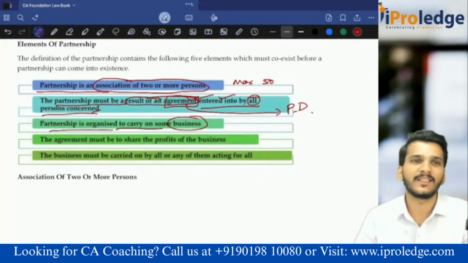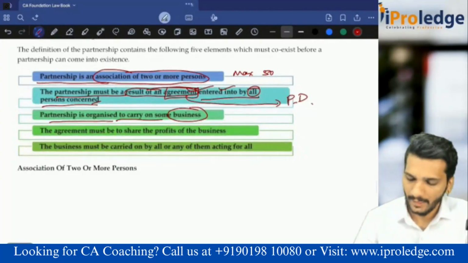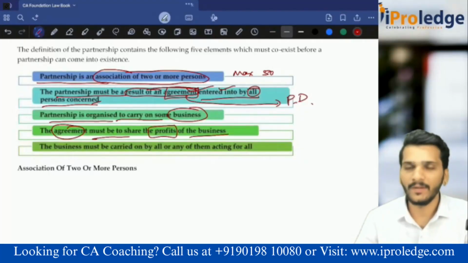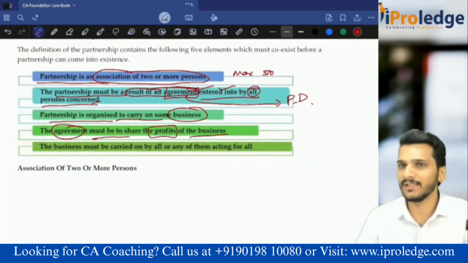There should be some business, not charitable activities. Partnership can't carry out the charitable activity. There should be some profitable business, then only it is called partnership. And the agreement, what is that agreement? Must be to share what? Profits of the business. Is it mandatory to share the losses of the business?